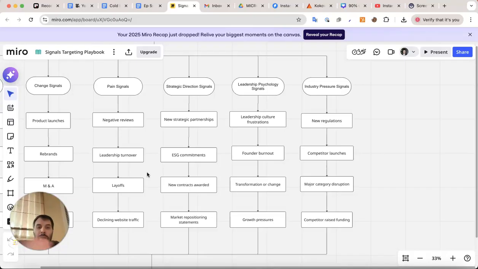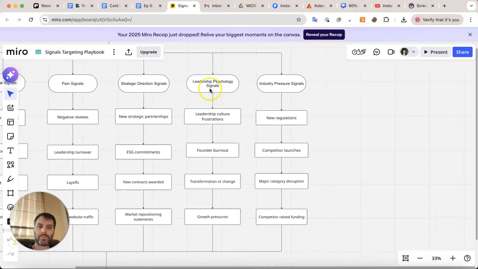So again, it's all about thinking, what do these signals indicate or mean, and how can your offer tie into that to bridge the gap? So it's just creating that relevance, okay? That's what you've got to be thinking of with each of these categories, okay? So that's a few under the strategic direction signals category.